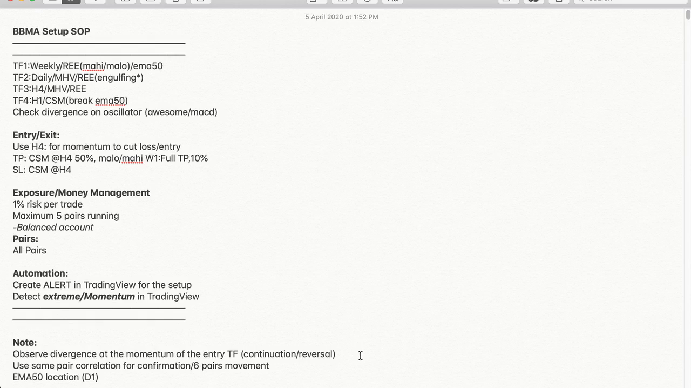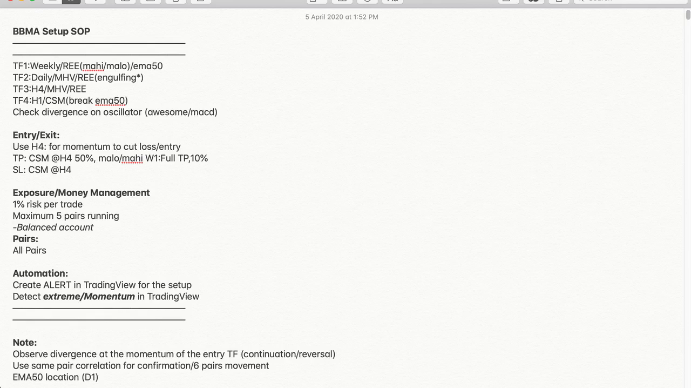We first start by looking at our BBMA setup SOP. We still have the same setup SOP using 4 time frames: weekly, daily, H4 and H1. We look for re-entry on weekly, MHV with engulfing on daily, re-entry or MHV in H4, and we use H1 for our confirmation entry. We want to see the CSM and also the candle break the EMA 50. We also use the divergence on oscillators such as Awesome or MACD to confirm our trade in some situations.